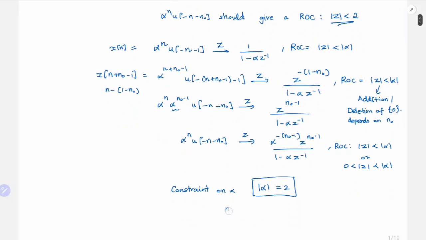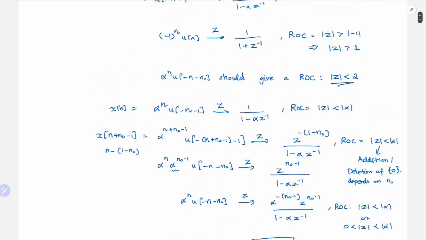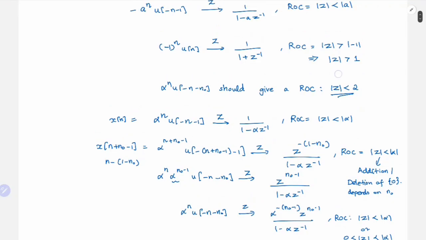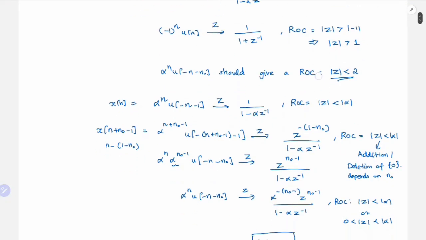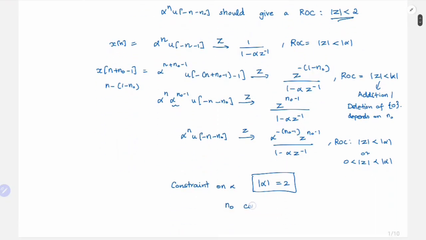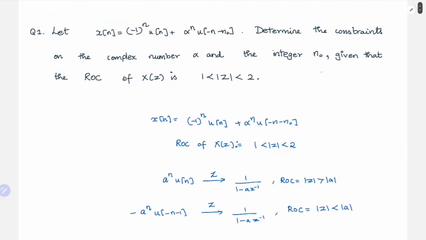And what about n naught? Does this 0 really matter? No, right? Because your lower bound is set by the first function, mod z greater than 1. So n naught can take any value. So these are your constraints on alpha and n naught.